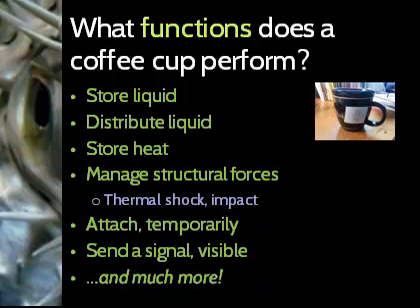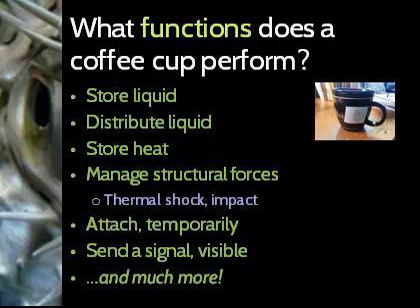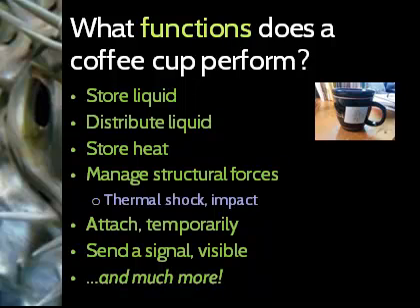And this is when, let me flip back to it. This is when thinking about the language in the biomimicry taxonomy comes in handy. So if you use that sheet, you start translating the things you want your design to do into functions. Say, well, if I want to hold coffee, that might translate to store liquid, right? And I want to be able to drink out of it, which means I want to be able to distribute liquid. Well, and it's hot coffee, right? So I want it to stay hot for a period of time. So I want to store heat.